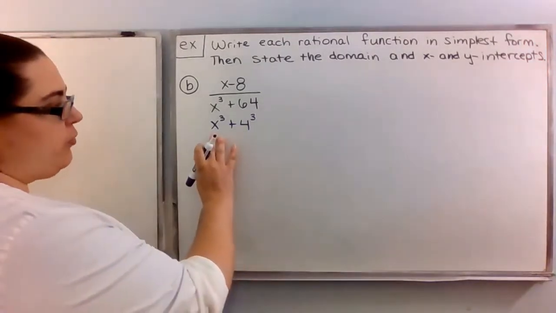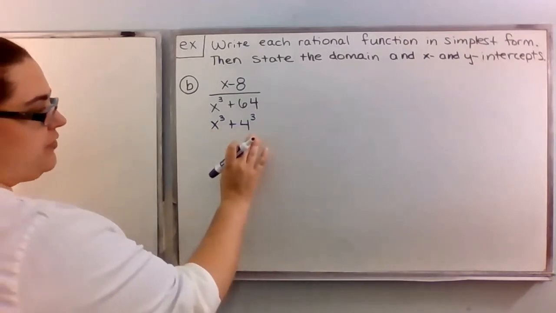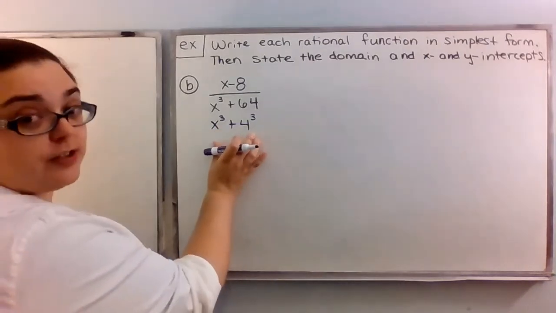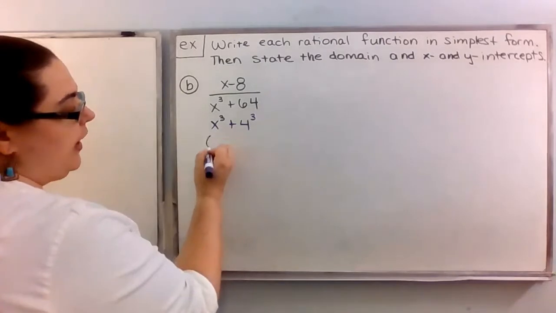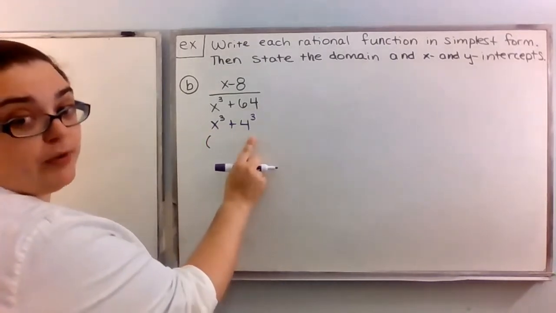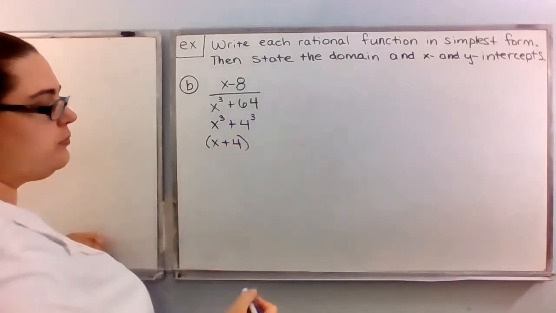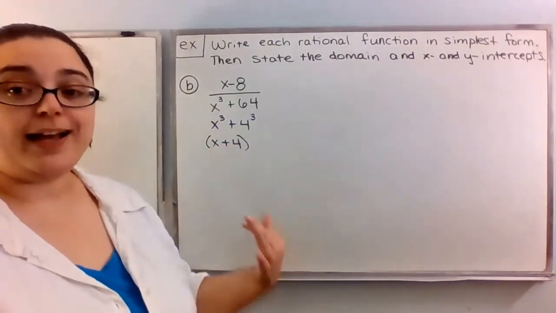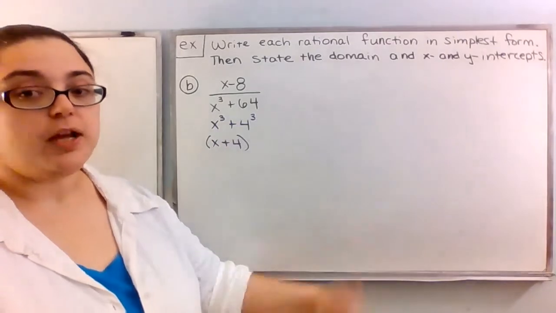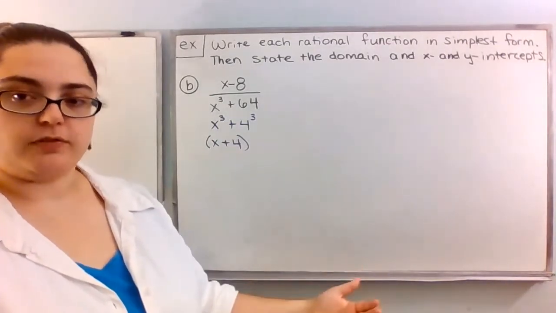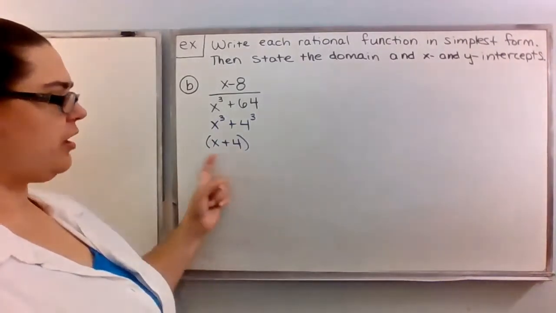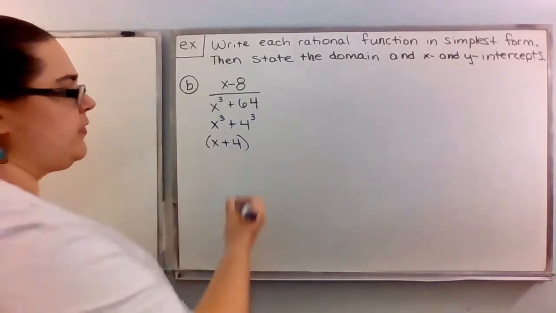So when you write it in this form, x cubed plus 4 cubed, your first factor is going to be a linear factor, and it looks just like this, but without the cubes. So we have x plus 4. The same thing would be true if we had x cubed minus 4 cubed. The first factor would be x minus 4. So this is our x plus 4.